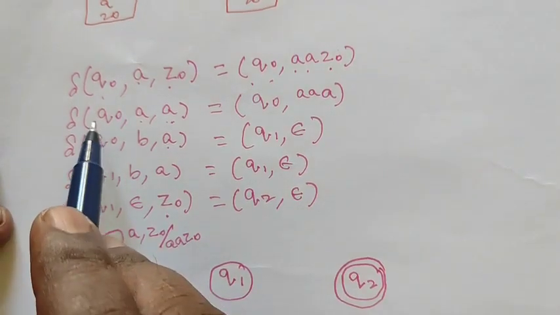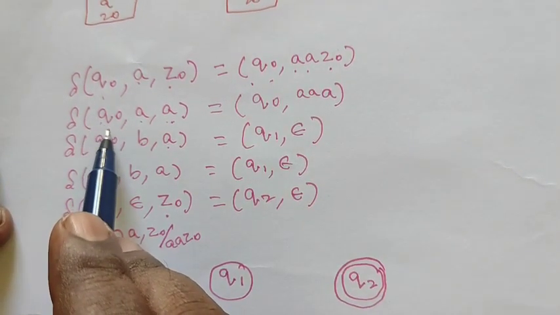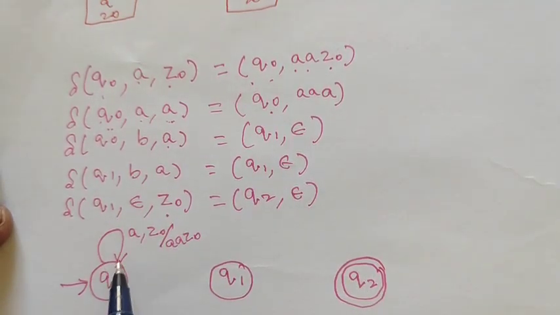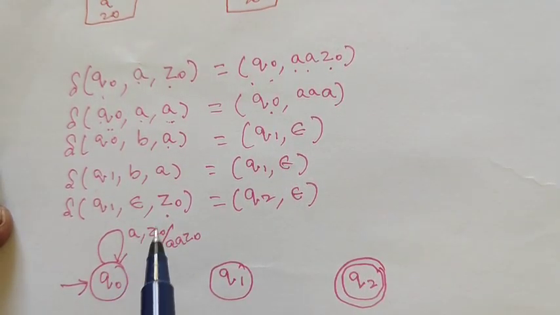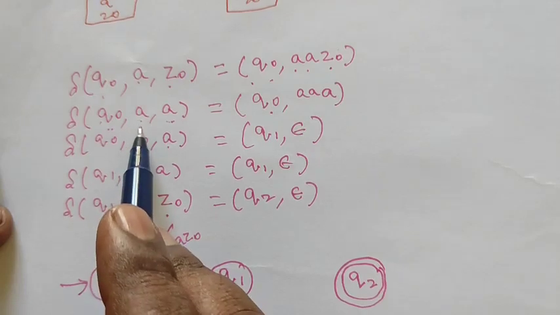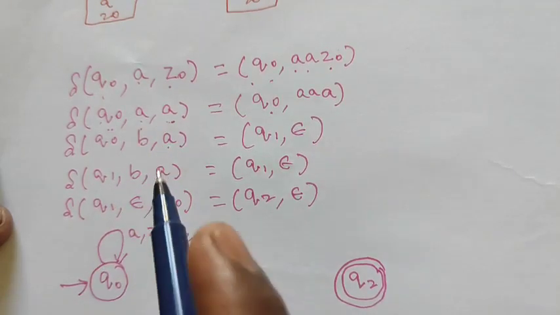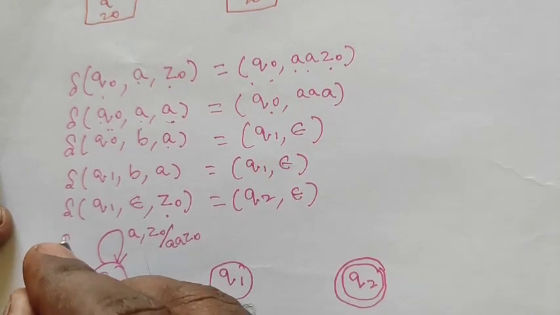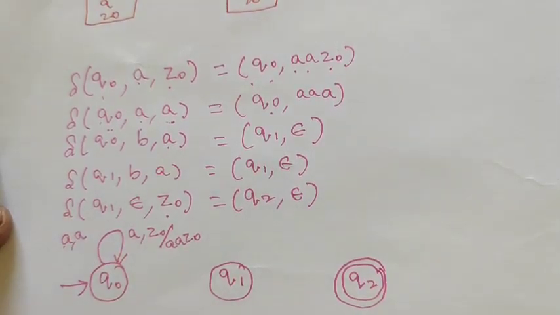Now go to the second transition function. The second transition function also remains in the same state, Q0 to Q0. We already have one loop here, so there is no need to redraw it. But see what the transition is: input is A, topmost symbol is A.